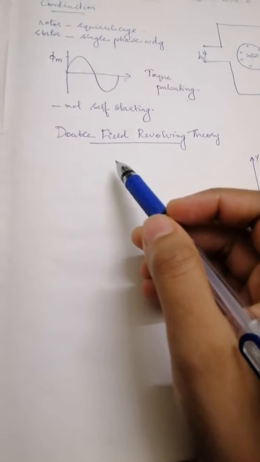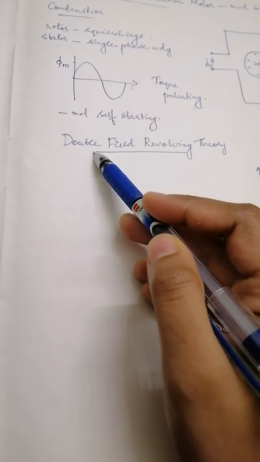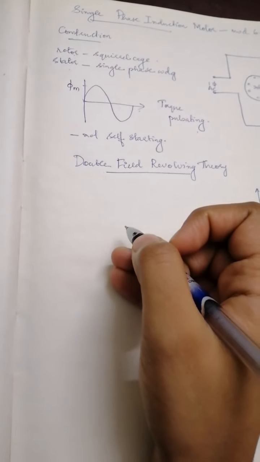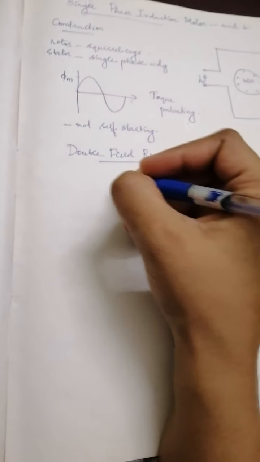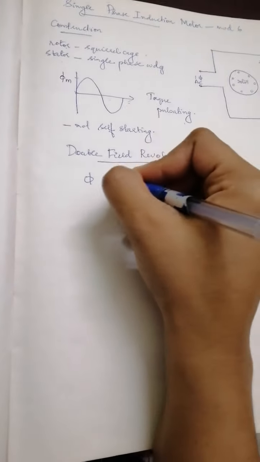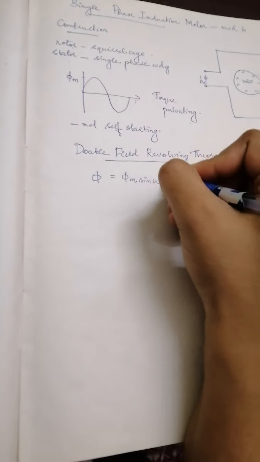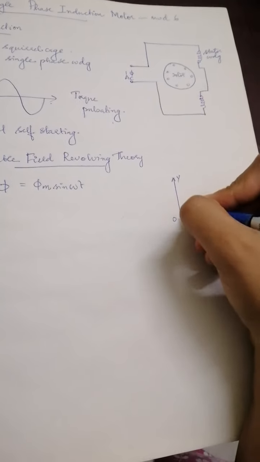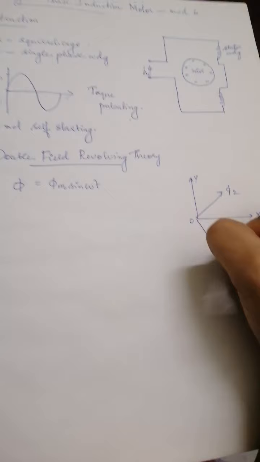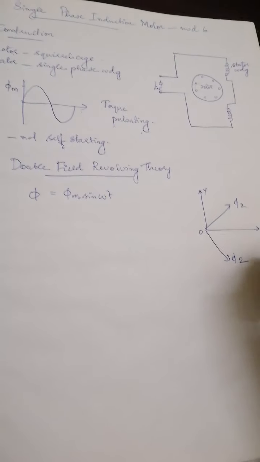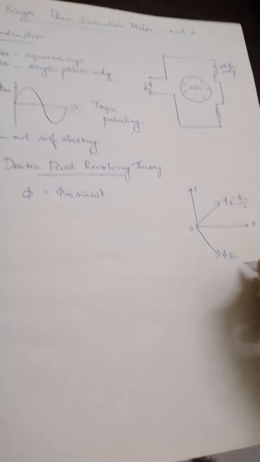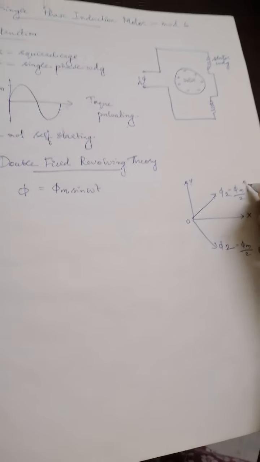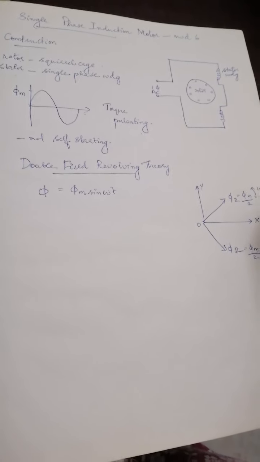Single-phase induction motor is not self-starting, and it can be explained by using the double-field revolving theory. The instantaneous value of flux due to the stator current of a single-phase induction motor is given by phi is equal to phi m sine omega t. Now consider two rotating magnetic fluxes, phi 1 and phi 2, each with magnitude phi m by 2 and rotating in opposite directions with an angular velocity of omega.